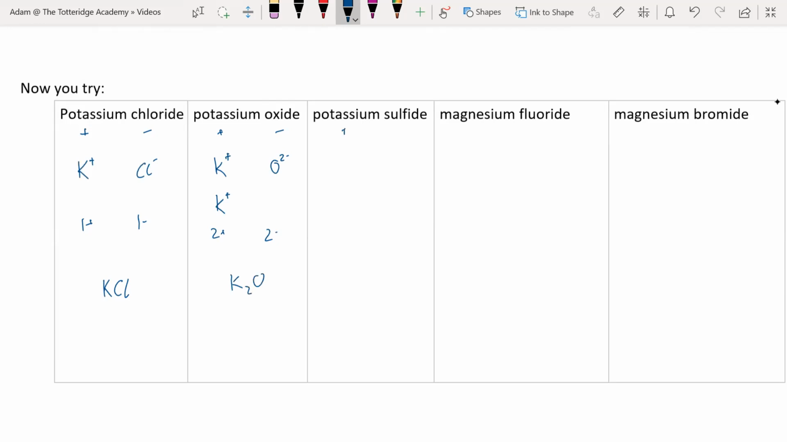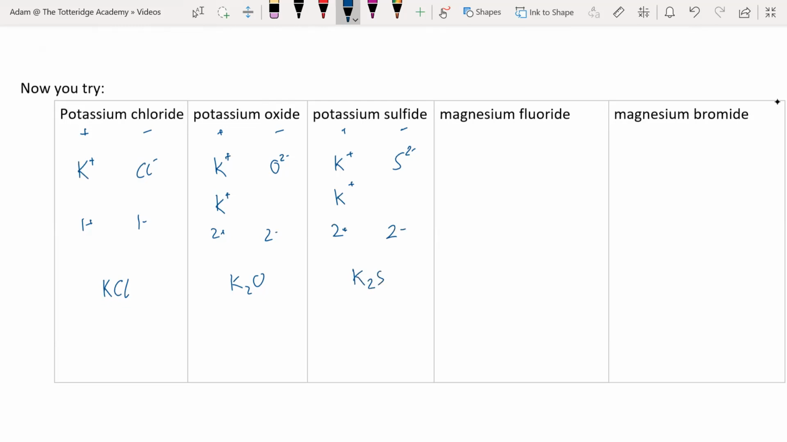Potassium sulfide, I've got K+ and S2-. Now, that K is not happy, there needs to be another one. The positive column, rather, is not happy, so I need another one, which gives me 2 pluses, 2 minuses, K2S.